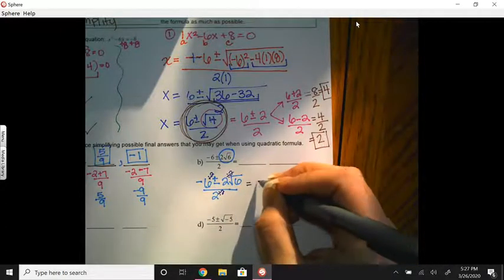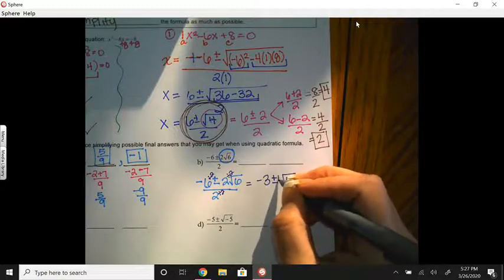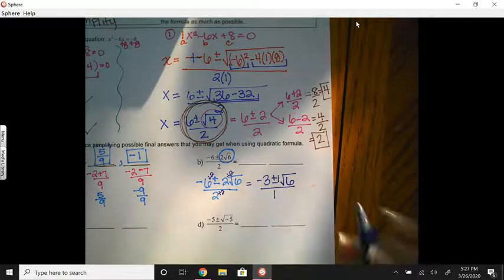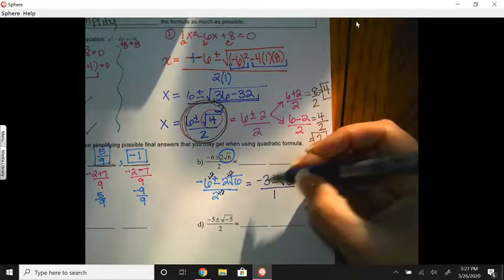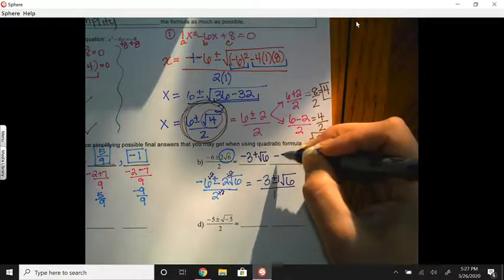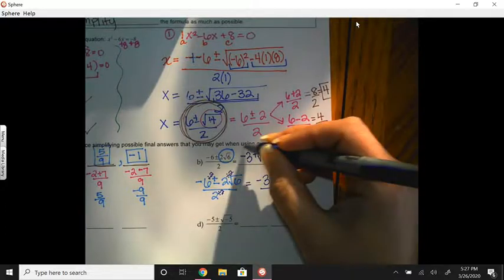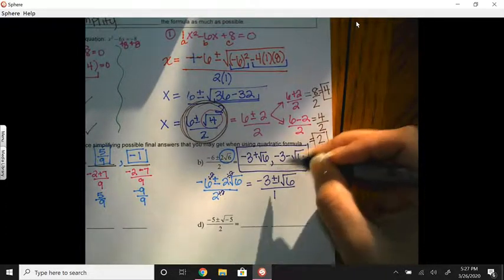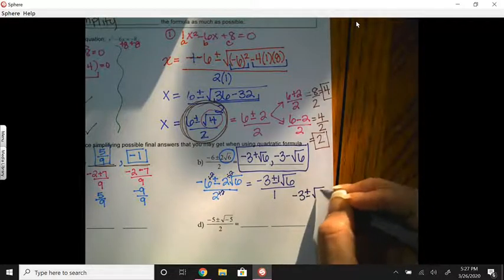So then we'd have negative 3 plus or minus the square root of 6, because there would just be a 1 right here, over 1. Well, anything divided by 1 is just itself. So we would get negative 3 plus radical 6, and we'd have negative 3 minus radical 6. And that is how we would write our 2 answers. Now, if this was a test, you can leave it as negative 3 plus or minus radical 6.